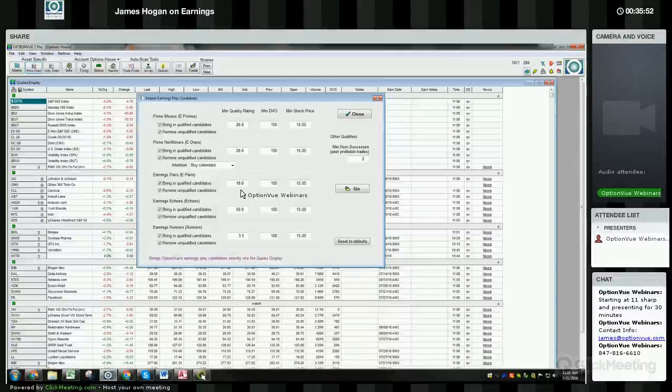Minimum quality rating, this is a 10 here. This means that in order for it to come in as a candidate in our list, it has to make on average 10% or more. So over the last 2 years, on average, the trade has to have made 10% or more. So that's the earnings pairs.